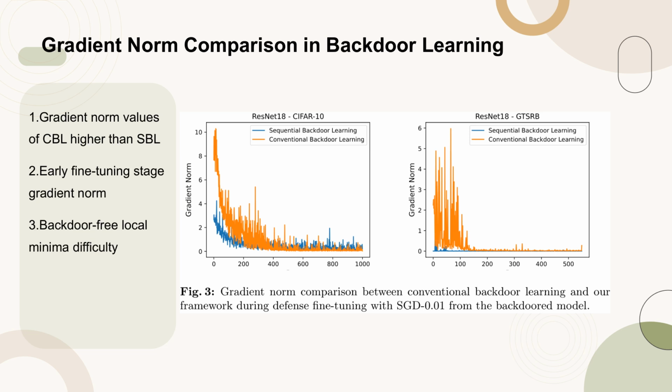than those of SBL. This suggests that the fine-tuned model from CBL can more easily be pushed further away from the backdoored minimum, making it easier for the fine-tuning defenses to find backdoor-free local minima. In contrast, SBL maintains lower gradient norms, indicating a more stable and resistant model to backdoor forgetting.